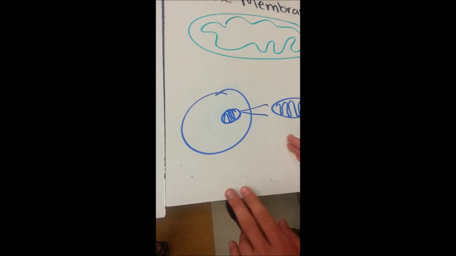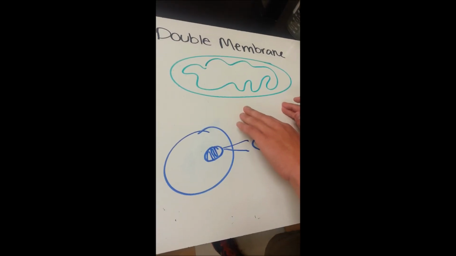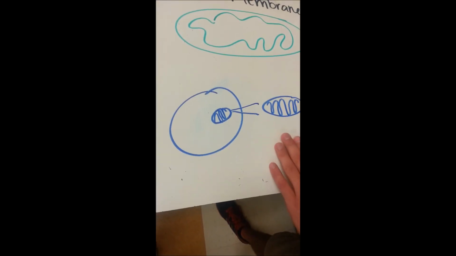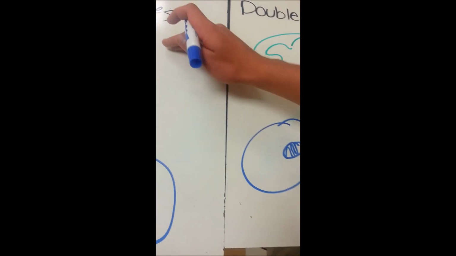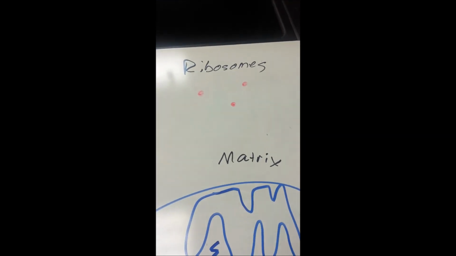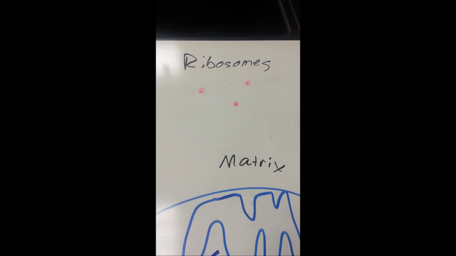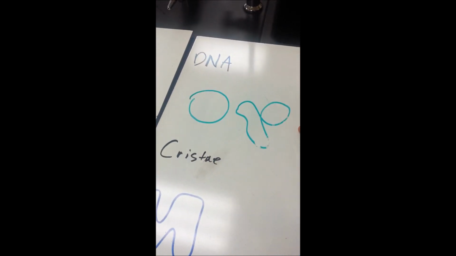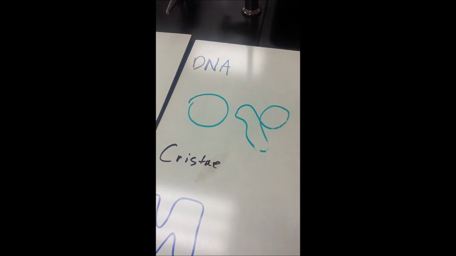This is evidenced by the double membrane, because all prokaryote cells have a double membrane, and so does mitochondria. Also by the ribosomes, because the ribosomes are seen in the mitochondria and in all prokaryotes. And the mitochondria has its own DNA, just like other prokaryote cells.